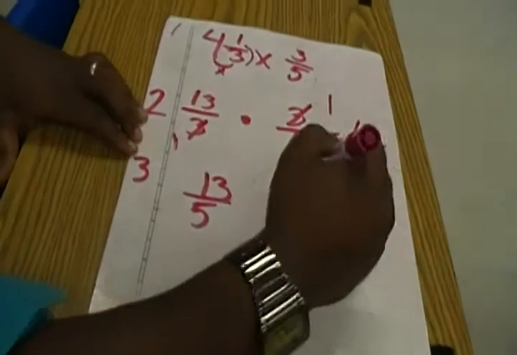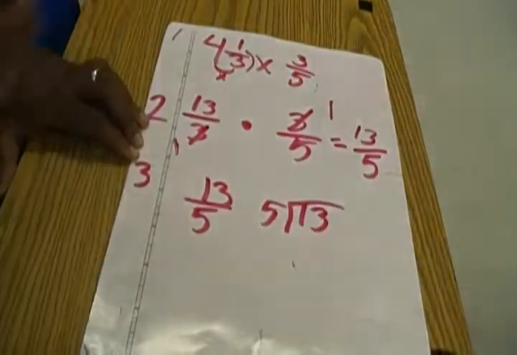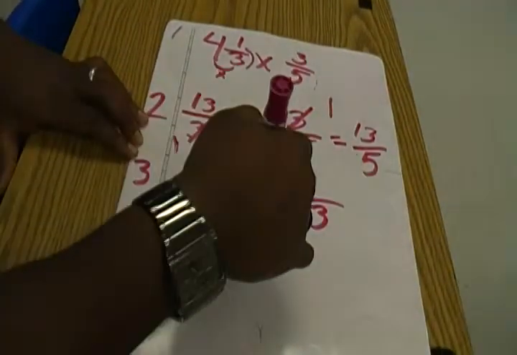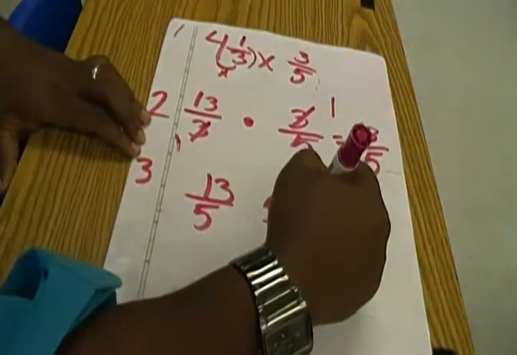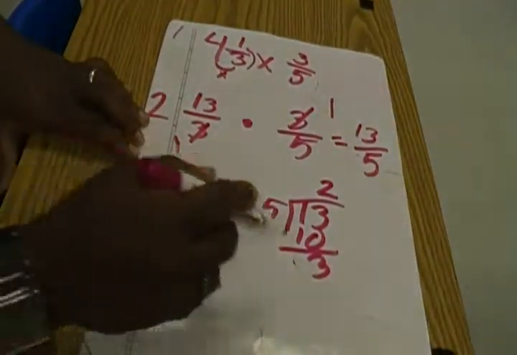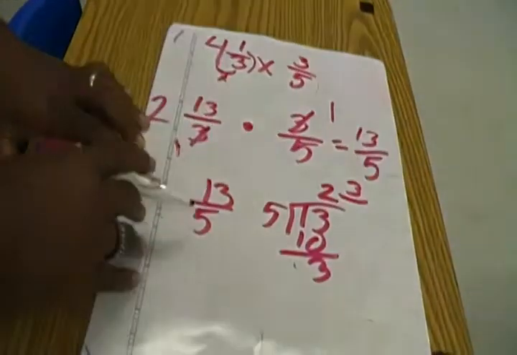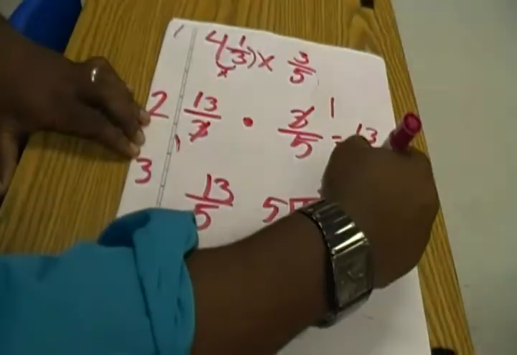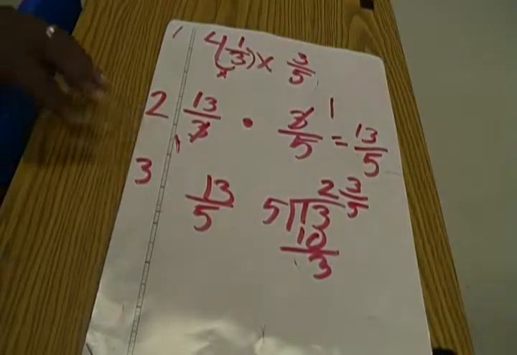If your kid is strong in division, you just write over to the side 13 divided by 5. We know 5 can go into 13 2 times, which gives us 10. Writing down 3. That 3 is now going to become our numerator, and our denominator is 5, so we're going to leave that over 5. So it equals 2 3/5.